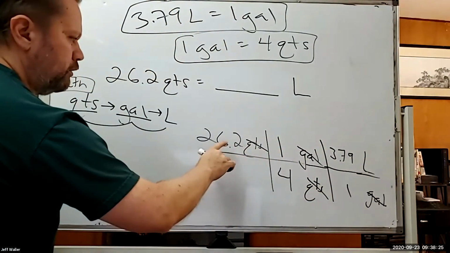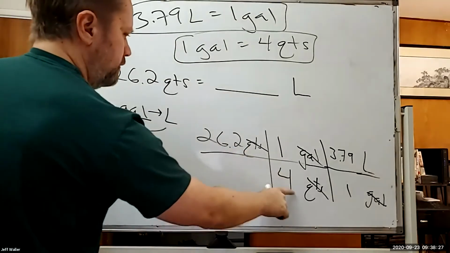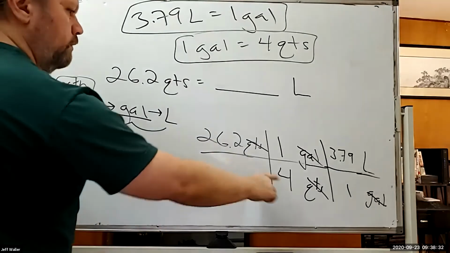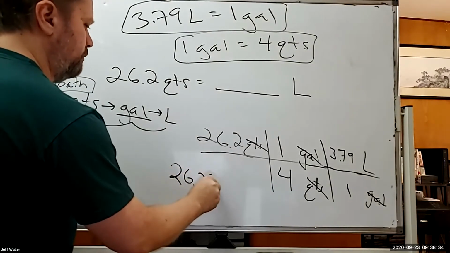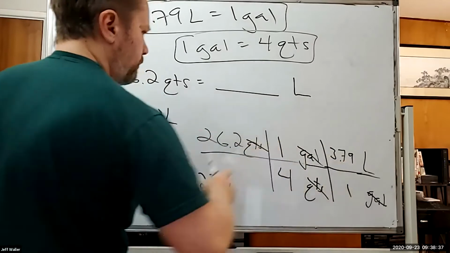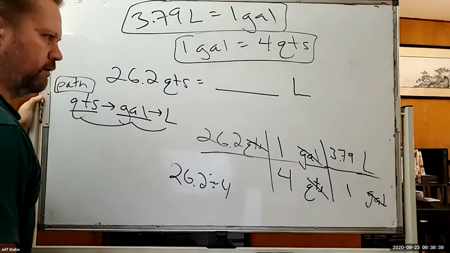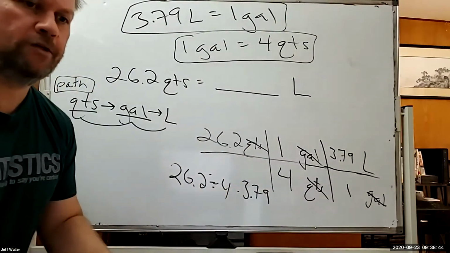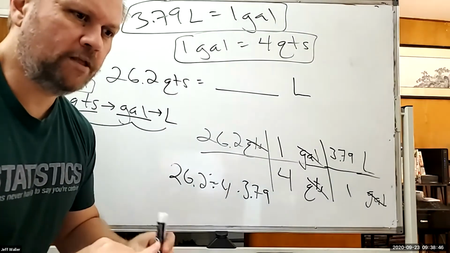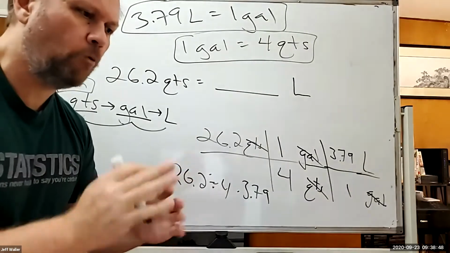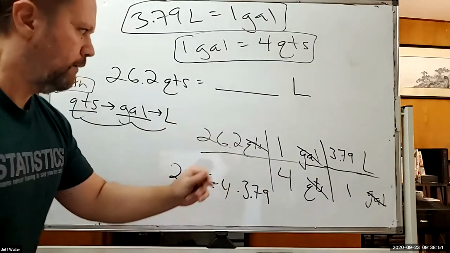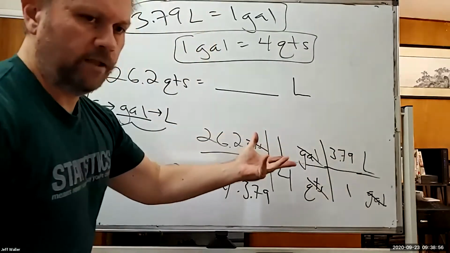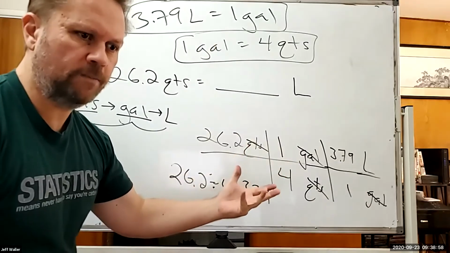So what do I do with 26.2 and 4? What operation is this? Division. So I do 26.2 divided by 4. And then what do I do with 3.79? Multiplication. Yeah, times 3.79. You gotta love that. You don't have to, I guess. But it just helps keep us straight about when I'm multiplying and when I'm dividing, by focusing on the units first and then bringing the numbers in. That's almost too nice to believe.